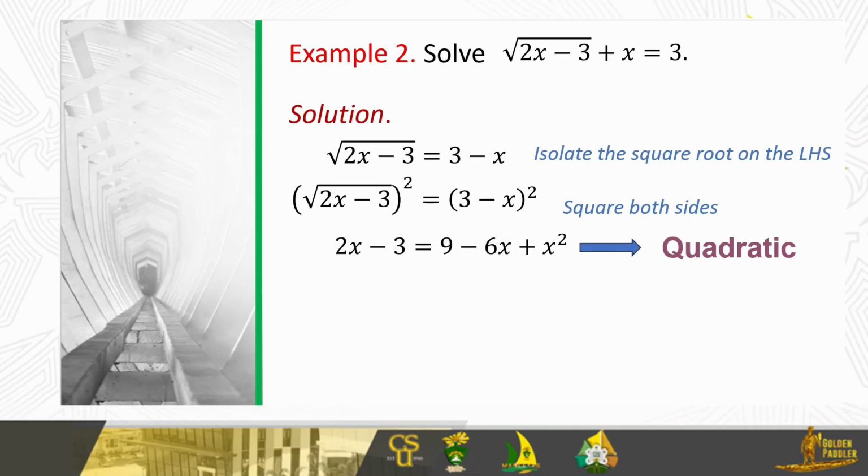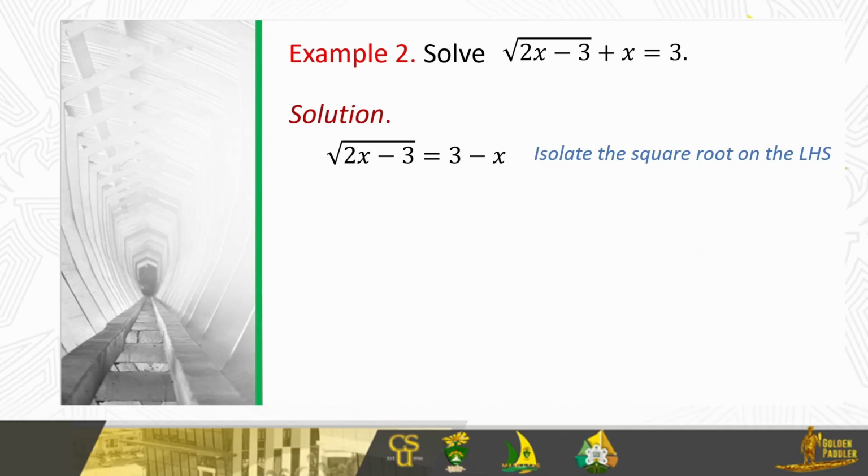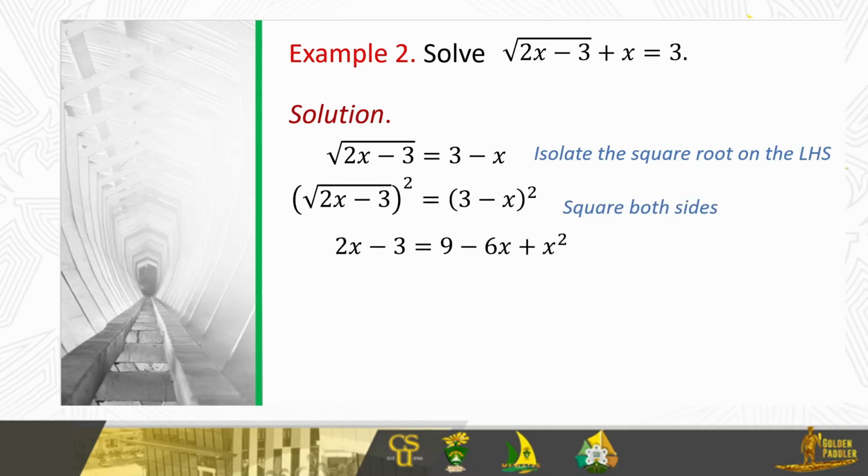Then, squaring both sides, we get on the left-hand side 2x minus 3 and on the right side 9 minus 6x plus x squared. Note that this equation is quadratic. And simplifying into its standard form, we get x squared minus 8x plus 12.